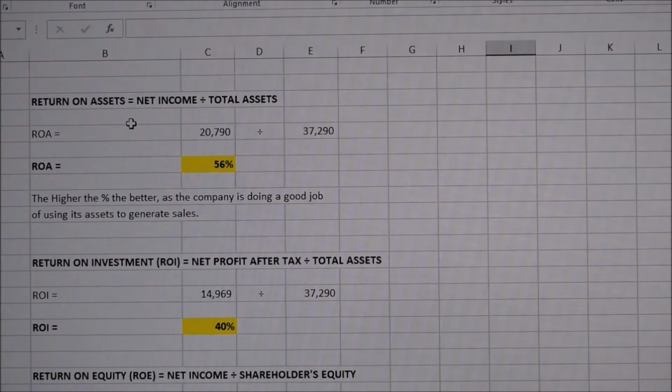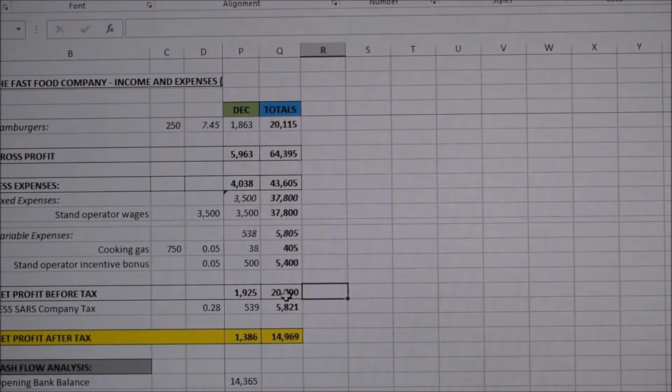So let's have a look at our return on assets ratio. We look for the figure for net income from the income statement and we divide it by your total assets, which is your fixed assets and current assets in your balance sheet. So let's have a look at the income statement. Your 2790 is your total net profit before tax. So net income is equivalent to net profit before tax.